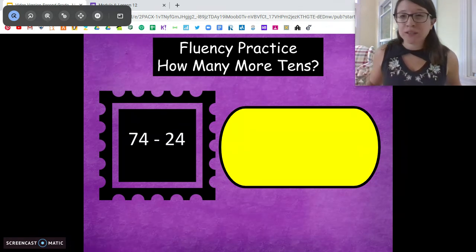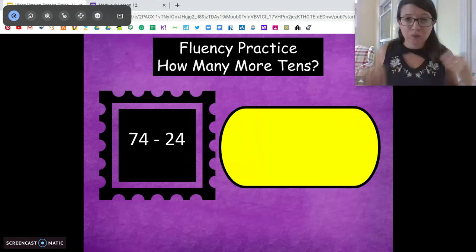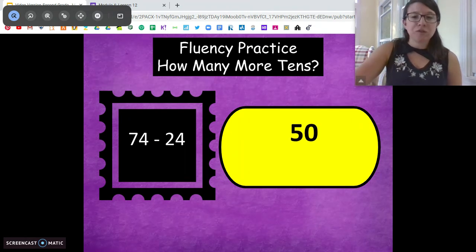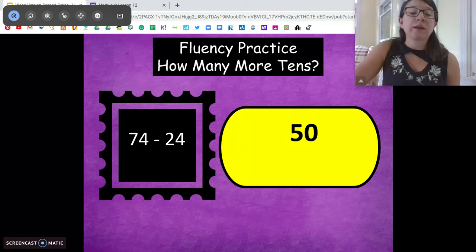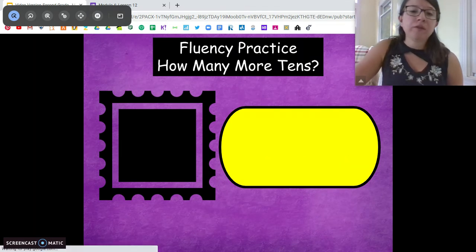Same idea. Even though the ones place changed, it's still the same between 24 minus 26. The ones place is still the same, so just talk about your tens. How many more tens? Using the facts we know, we get 50. So we're going to say 70 is 50 more than 24. Beautiful. Try another one.